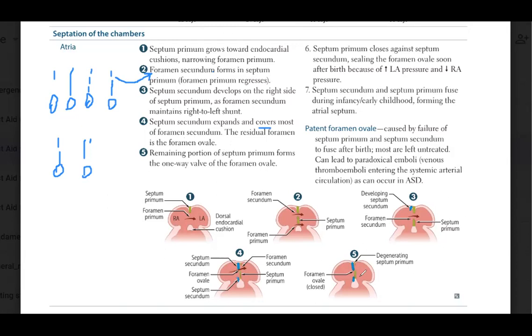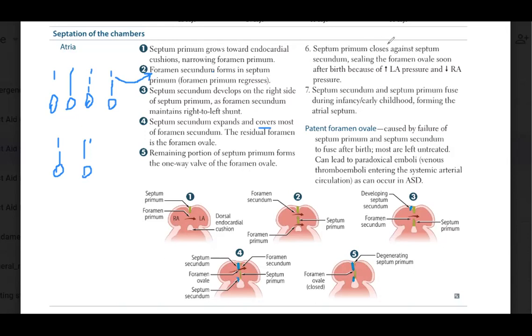Then number 5 is the remaining portion of septum primum forms the one-way valve of the foramen ovale. Here, the upper one is the degenerated part, and the lower one, green color, is the remaining portion of the septum primum. It forms the one-way valve of the foramen ovale, so that the blood can flow from right atrium to the left atrium in the intrauterine life, and after the intrauterine life, when the pressure rises in the left atrium, it gets closed.